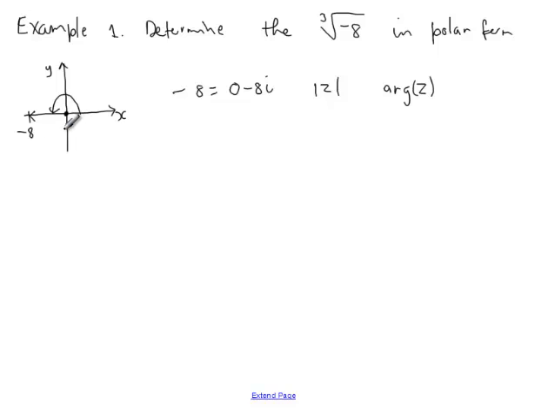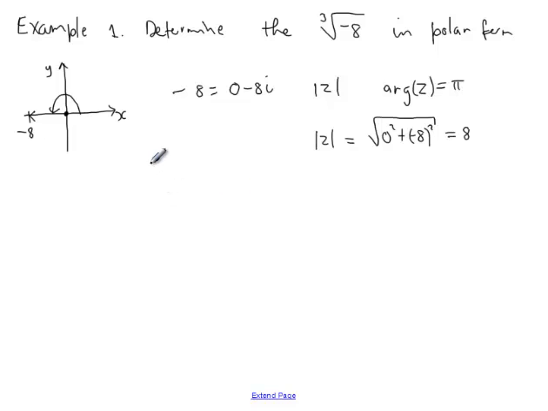Do you agree, all of us? What do you prefer to use, degrees or radians? Okay, let's say that is pi. Do you agree? So that's the argument. For the modulus of z, this is the square root of x squared plus y squared, which in this case is 0 squared plus minus 8 squared, and we clearly can see that that will give us 8.